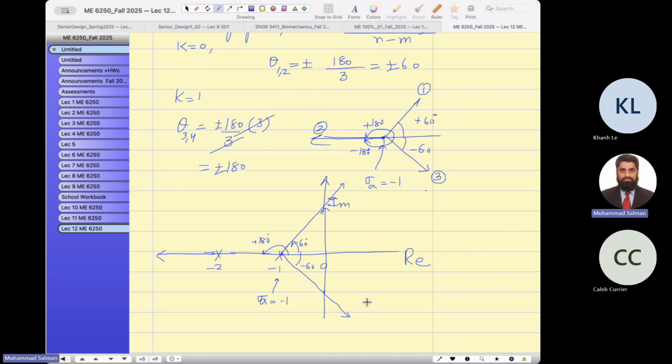Now, what is the breakaway point? The breakaway point is the point where two poles start moving towards each other and then break away from the real axis. One goes up towards the positive side, one goes down towards the negative side. You see my point? Remember, whenever even one pole moves into the right half plane, the response becomes exponentially growing positively, which is unstable.